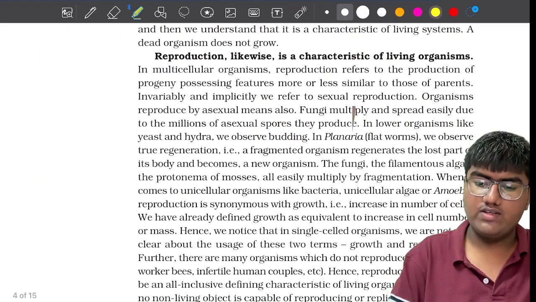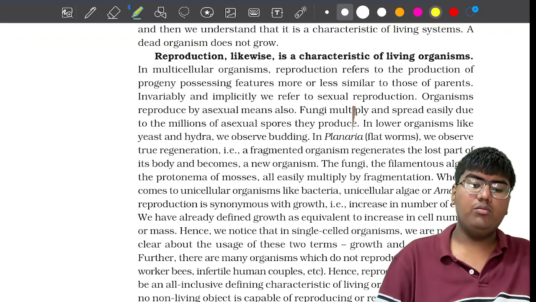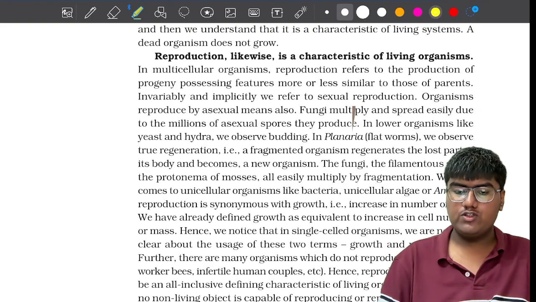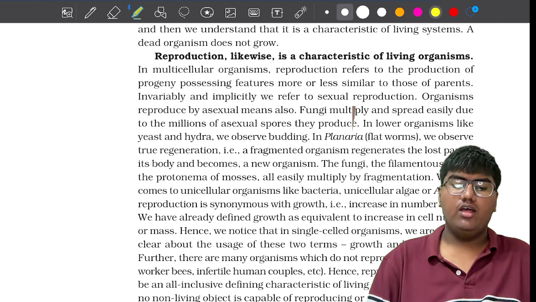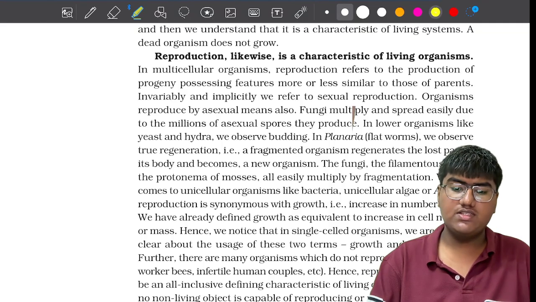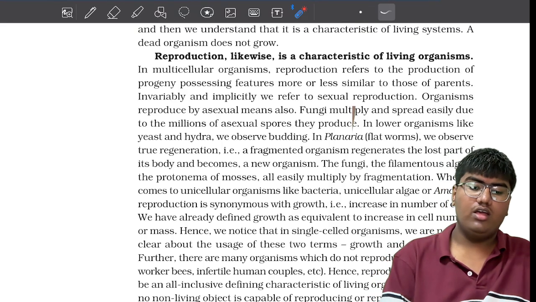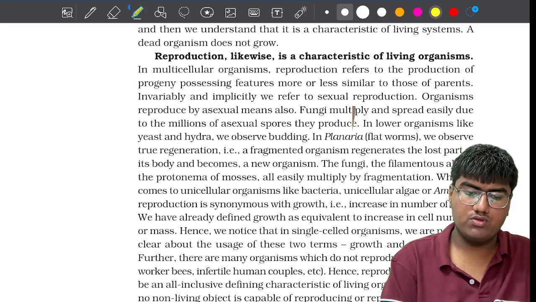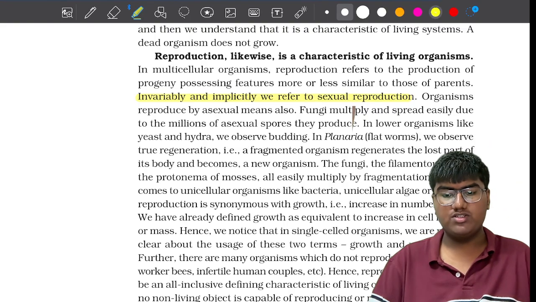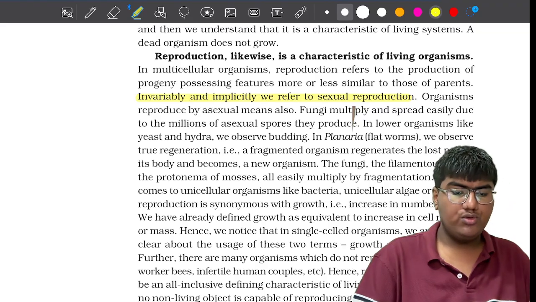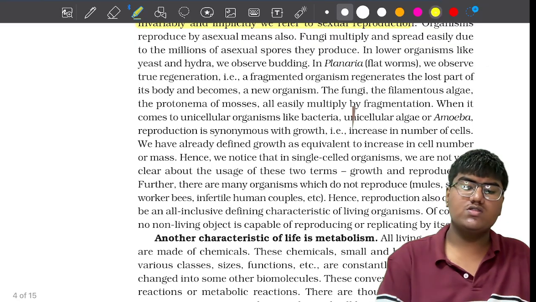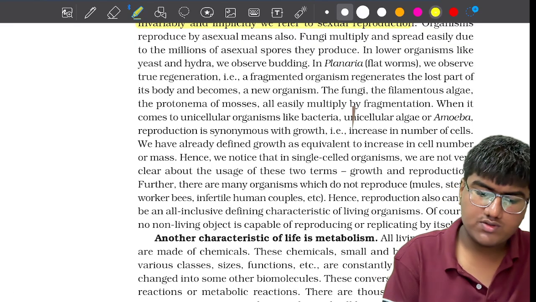Reproduction likewise is a characteristic of living organisms. In multicellular organisms, reproduction refers to the production of progeny possessing features more or less similar to those of parents. So we know what reproduction is. It's the definition of reproduction here. Invariably and implicitly, we refer to sexual reproduction here. They are referring to sexual reproduction only. Organisms reproduce by asexual means also. Fungi multiply and spread easily due to millions of asexual spores they produce. So this is reproduction in fungi, which is done with the help of asexual spores.